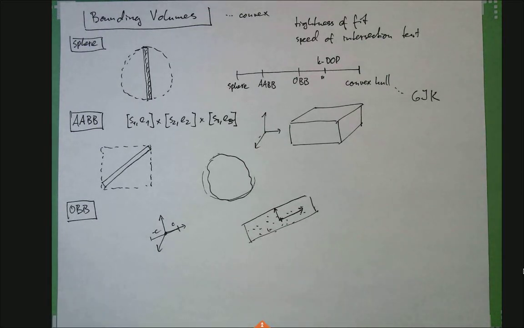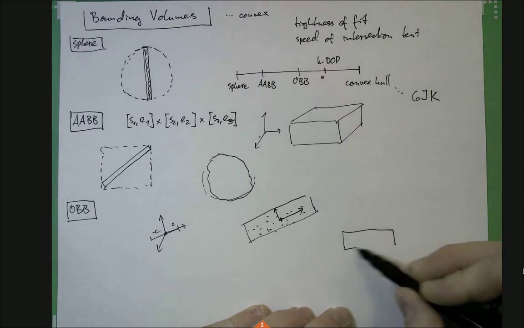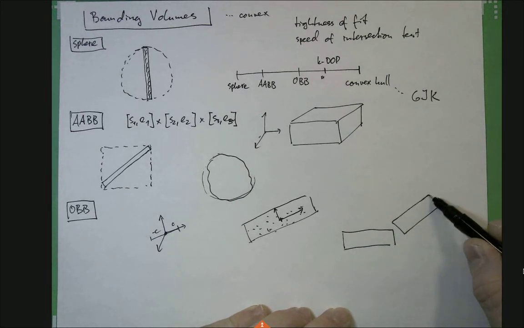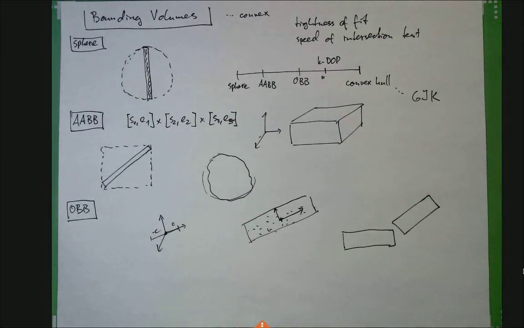Okay, how about OBB intersection? That's also a little bit tricky, because now we have to intersect two boxes, but each of them is in a different orientation, right? So in 2D, I have one box like this, another box like that, and I need to find out if they are intersecting or not. Now, there are some important results from computational geometry, which make this test possible to do exactly and quickly without compromising anything.